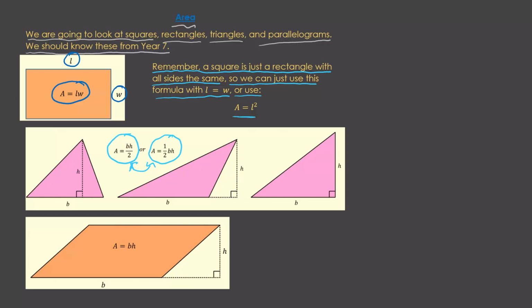Now with these triangles, what we need to identify is a base. In all of these triangles, that was the base. And the height. And the important thing is that the height needs to be perpendicular, that's at right angles, to the base. So sometimes the height of a triangle is outside the triangle, like it is here. So this is the height here because it's perpendicular. But remember, base and height, they need to be at right angles.